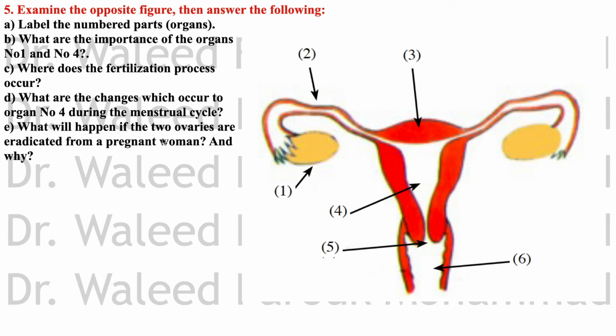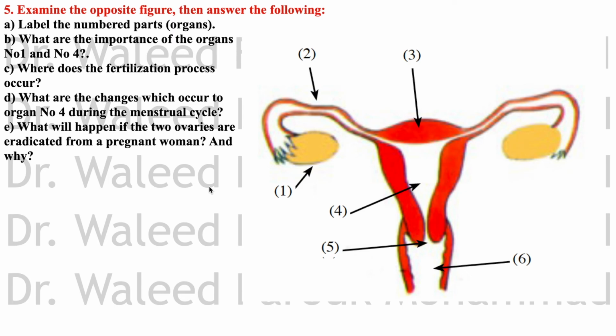What are the changes which occur to organ number 4? It's written wrong in the book, organ number 1, which is the ovary. No, it's number 4. During the menstrual cycle, the endometrium undergoes a stage of proliferation. It proliferates, increasing in thickness. The blood vessels become elongated and tortuous inside the endometrium to make it ready to receive the fertilized ovum. But if the ovum is not fertilized, these changes will be broken down, and the endometrium will be shed off during menstruation as the menstrual blood.